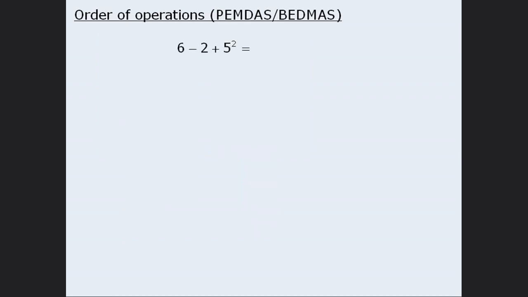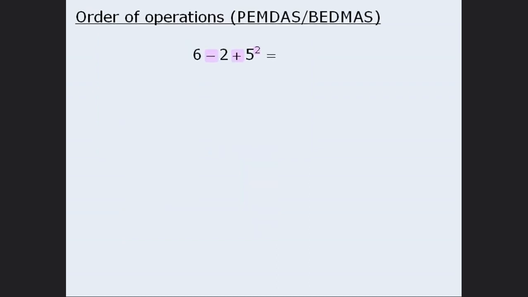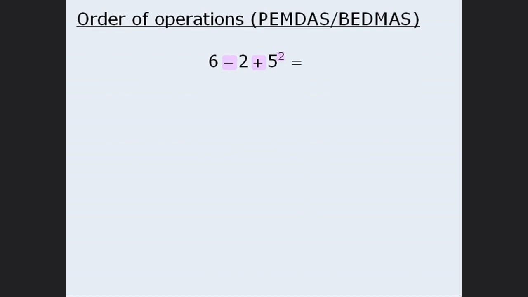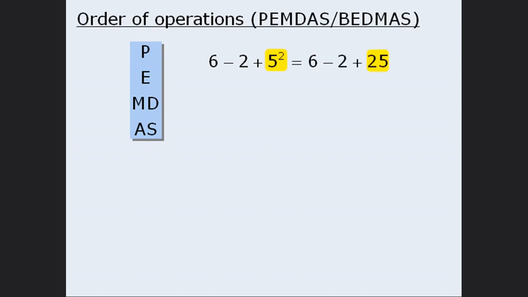Alright, let's try some questions. Here the operations are subtraction, addition, and exponent. According to our order of operations, we must evaluate the exponent first. Since 5 to the power of 2 is equal to 25, we can replace 5 to the power of 2 with 25. Now that we have taken care of the exponent, we have two operations remaining, addition and subtraction.